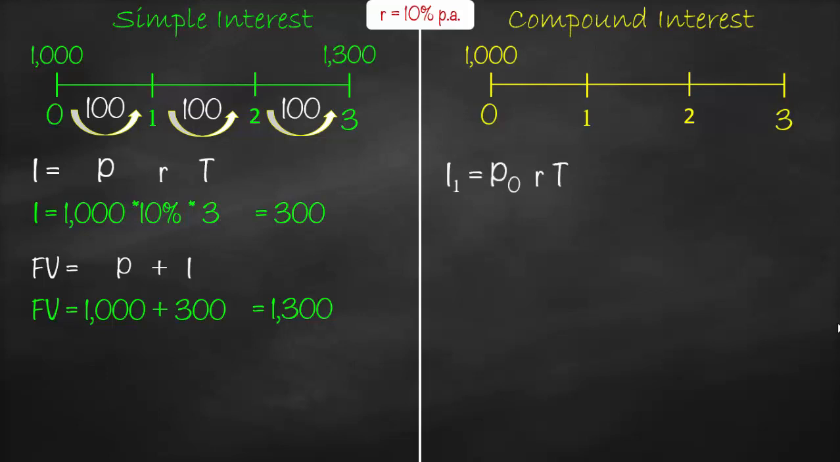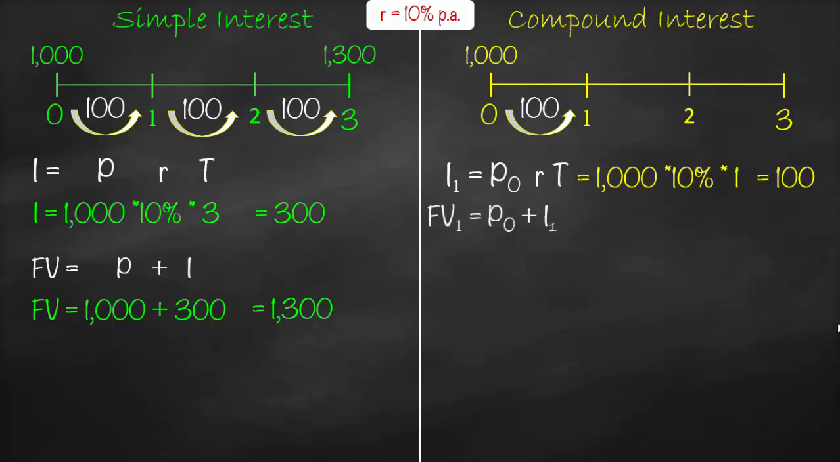When we talk about compound interest, let's calculate it year by year. So, what will be the interest amount in year 1? It is the principal at year 0 multiplied by the interest rate multiplied by time, which is equal to 1,000 times 10% times 1, so it will give us 100. So here in the first year we will get 100, which is similar to simple interest for the first year only. Then, what will be the future value at the end of year 1? It is the principal at year 0 plus the interest amount in year 1. So it's 1,000 plus 100, so it will be 1,100.